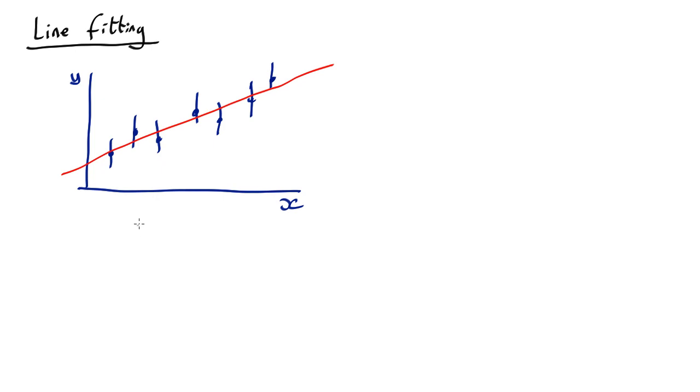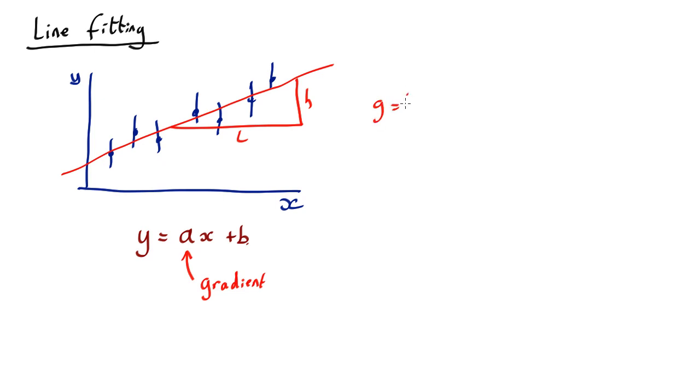Now a straight line will be an equation of the form y equals ax plus b. Now a here is the gradient, so that's telling the ratio of the height over the length, how fast the line goes up, and b is the intercept, which tells you how far above or below 0 it crosses x equals 0.